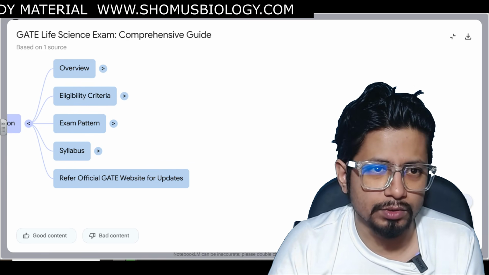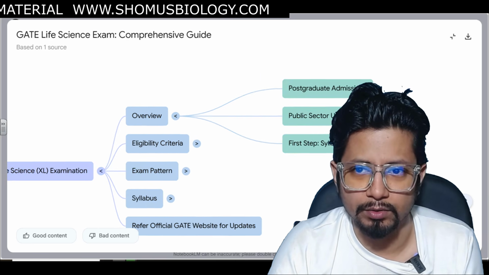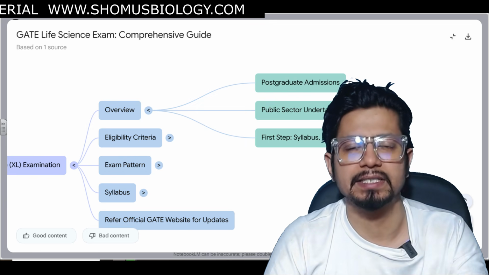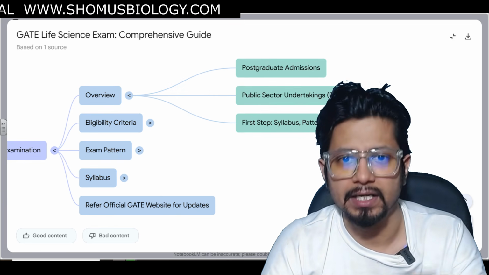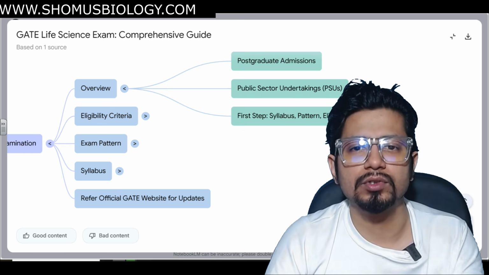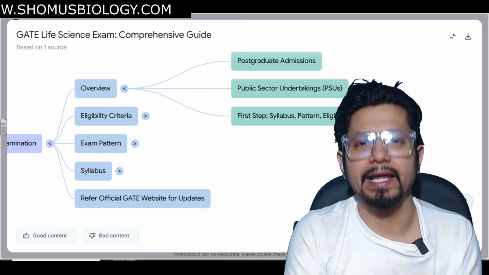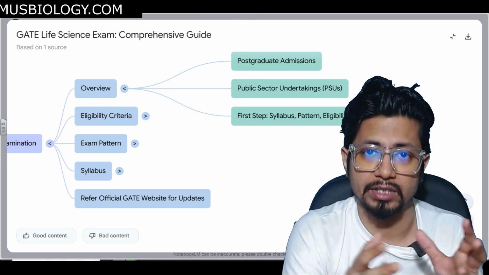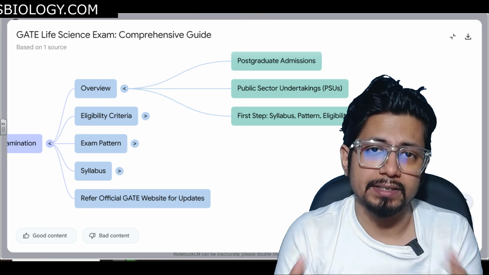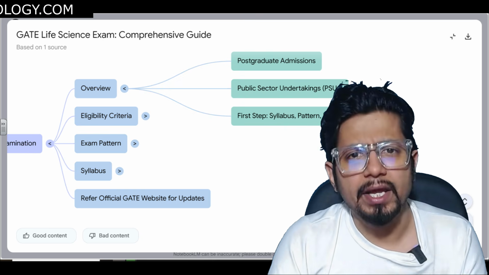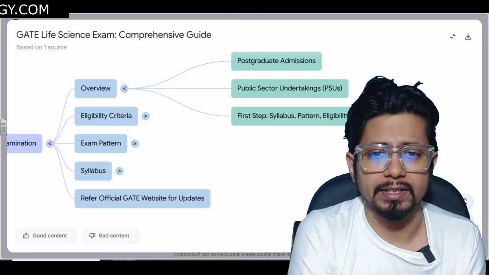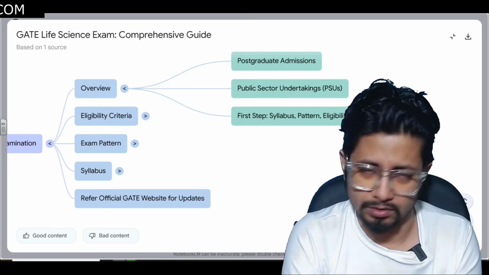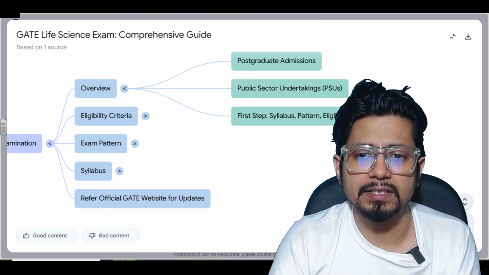I'll get into the overview first. The overview of this examination, GATE Life Science, is that those who want to do post graduations from IITs are going to attend this examination. So if your dream is to get your post graduation done from IITs, then attend this examination. You can also work in public sector undertakings, or PSUs, as well.